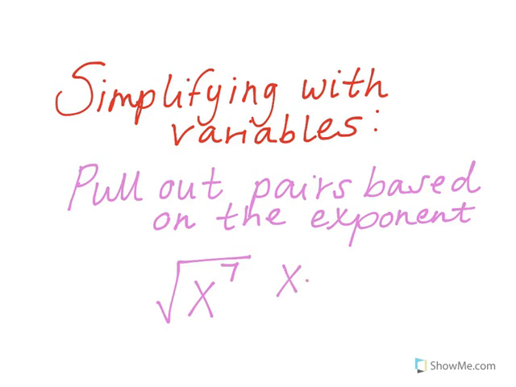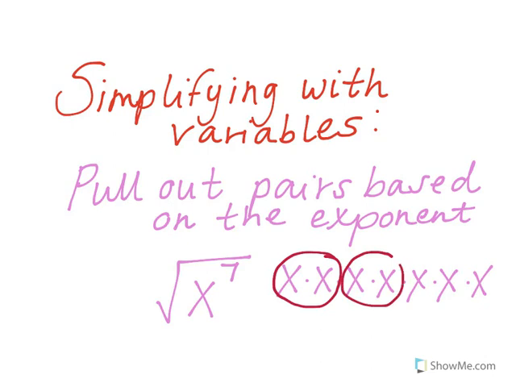So we can look at it like x times x times x times x times x times x times x. So here I have 7 x's. So I'm going to pull out each pair. So I have a pair of x's, a pair of x's, and a pair of x's. And all of these can come out of the radical. So I have 1, 2, 3 pairs.